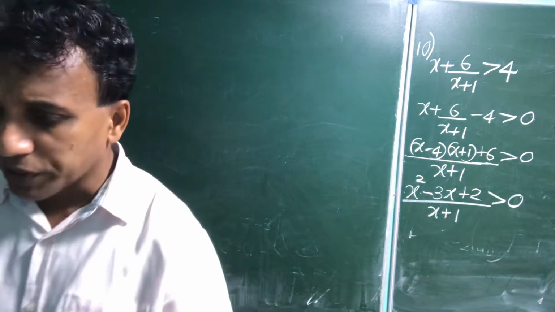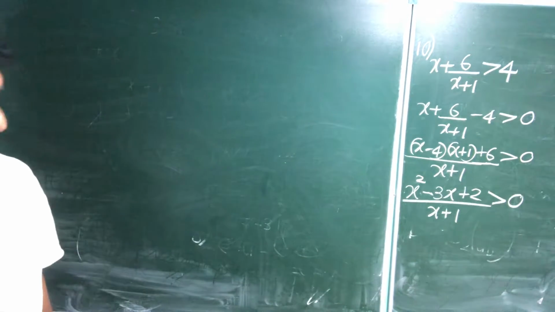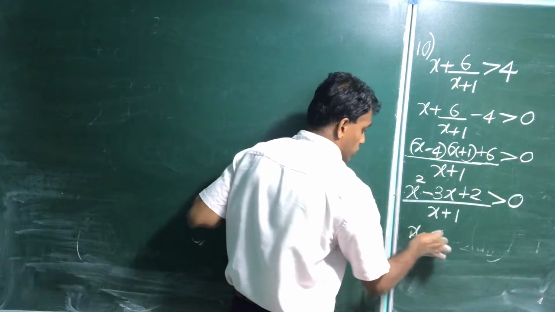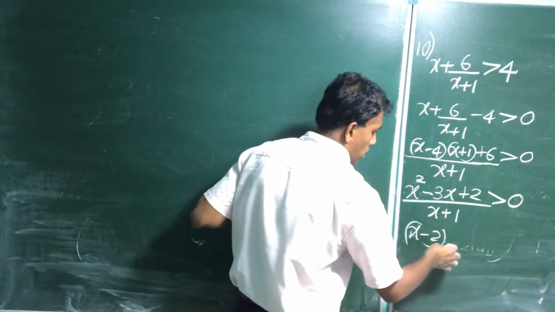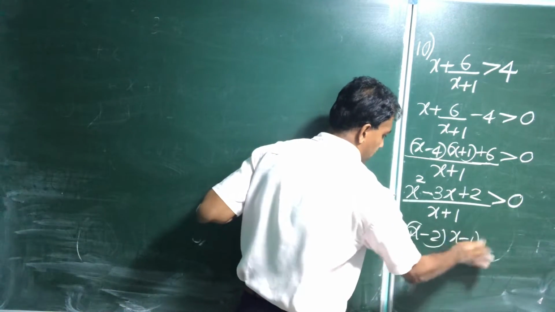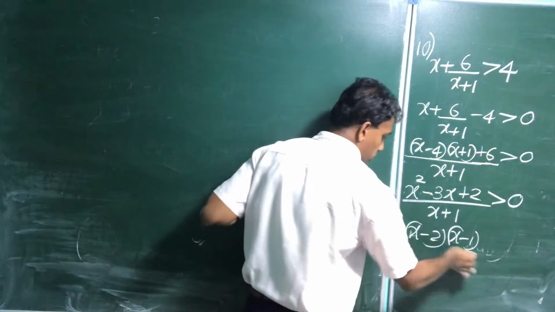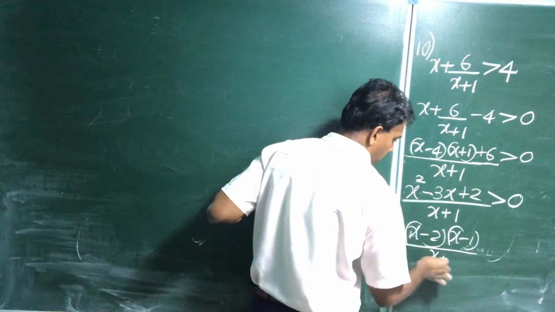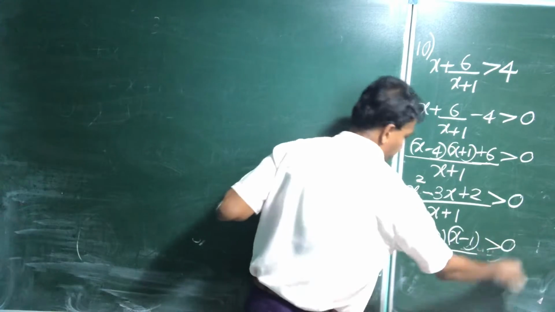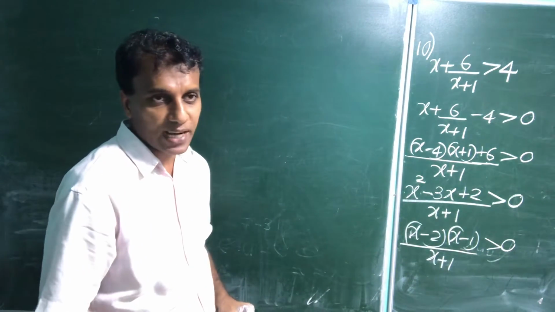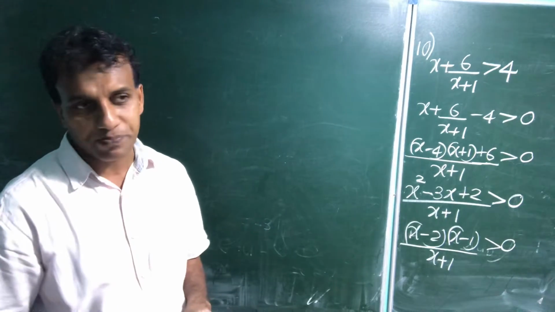The numerator can be further resolved into factors. What are the factors? x - 2 and x - 1. So (x - 2)(x - 1) over (x + 1) is greater than 0. Okay, now we will discuss this inequality.